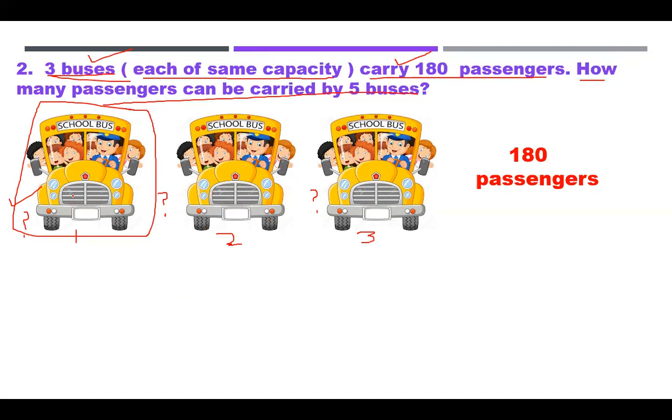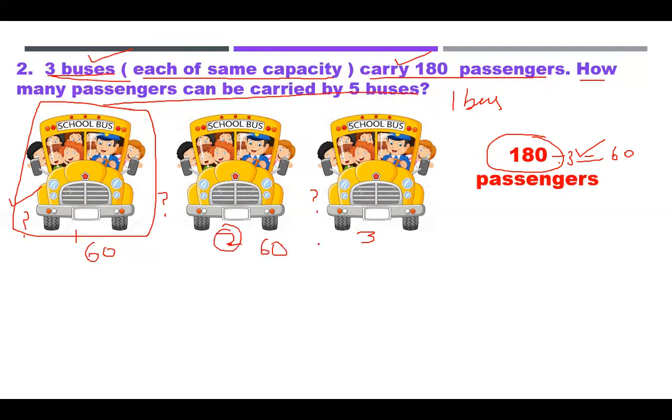So what we have to do is just divide these 3 buses and 180 passengers by 3, because the passengers have to sit in a bus, so you have to divide by 3 buses. These passengers have been divided among 3 buses, right? So we have to divide 3 by 3. This will give you 1 bus, right? And when you divide 180 by 3, you will get 60 passengers, right? It means that one bus has 60 passengers.